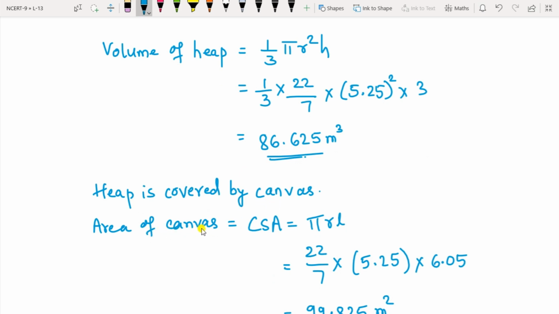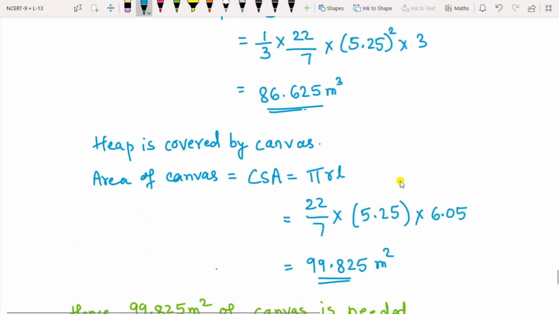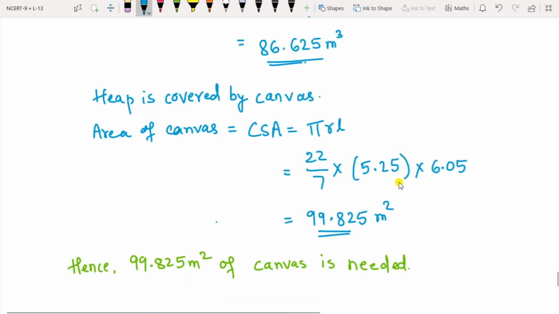Then the heap is covered with canvas. So it is curved surface area pi r L. So 22 by 7 into 5.25 into 6.05 is the L here. On multiplying all this and dividing by 7, you get 99.825 meters square as the curved surface area, that is the canvas needed to cover the heap of wheat. Okay. So this was all about your question number 9 and about exercise 13.7.